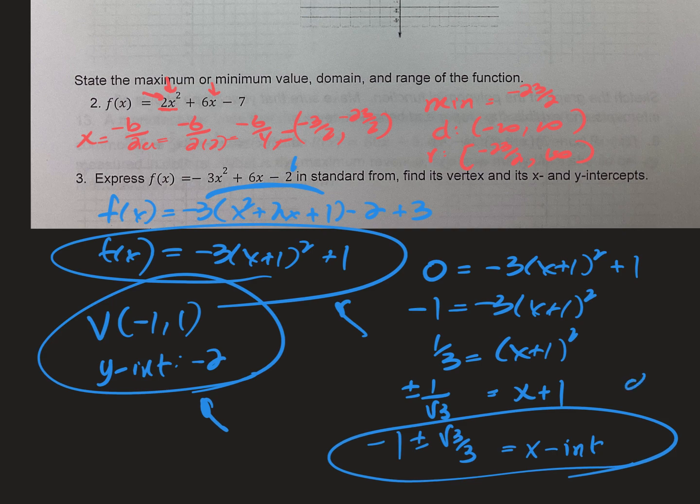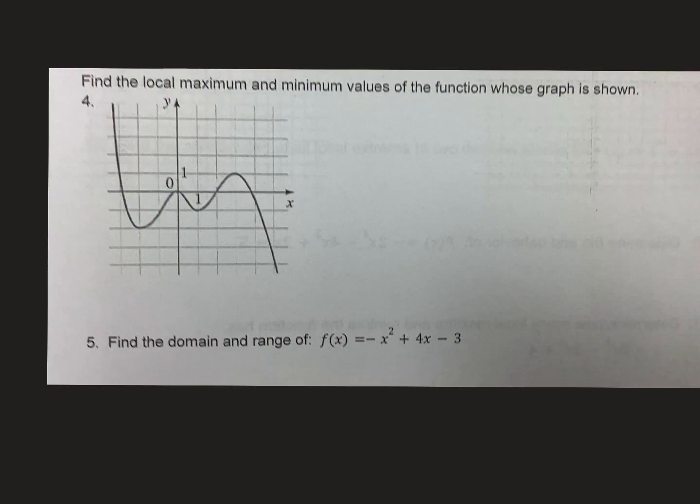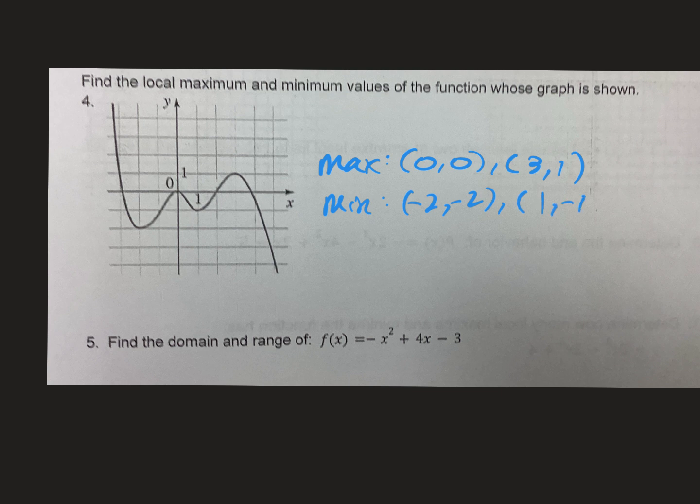Quite a bit. Number 4, find the maximum values of the function. It's got, let's see, I'm seeing 2 maxes. One of the maxes is at 0, 0. The other max is at 3, 1. It also has 2 mins, minima. One of them is at negative 2, negative 2. The other one is at 1, negative 1, looks like. That's all you got on that one.